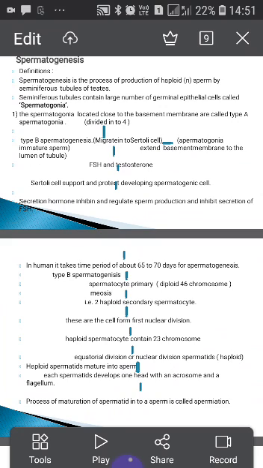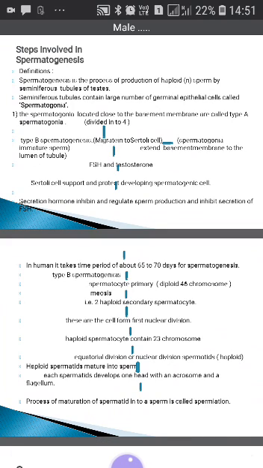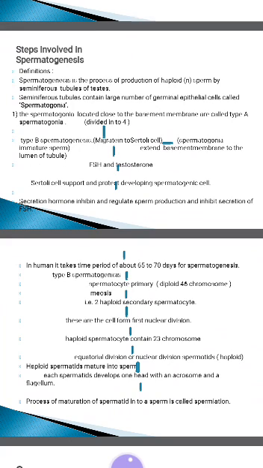Some steps involved in spermatogenesis. First step, the spermatogonia located close to the basement membrane are called type A spermatogonia. These divide 4 times to form 16 slightly more differentiated cells called type B spermatogonia. These type B spermatogonia migrate into the Sertoli cell. The spermatogonia are the most immature sperm forming cells.